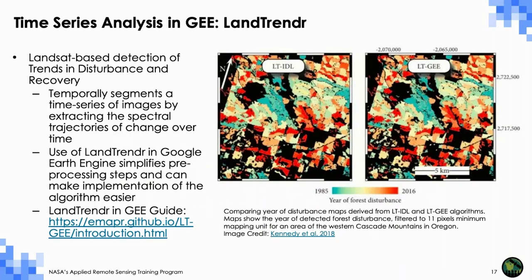Now, I thought this was worth mentioning. If any of you are familiar with the Landsat-based detection of trends in distribution and recovery algorithm, or LandTrendr, as it's most commonly referred to, and you've probably heard it as LandTrendr more than the spelling out of the acronym, you might want to take a look at its implementation in GEE. LandTrendr temporally segments a time series of images by extracting the spectral trajectories of change over time. And it's worth noting that the use of LandTrendr in GEE simplifies a lot of the pre-processing steps and can really make implementation of this algorithm easier compared to other platforms.